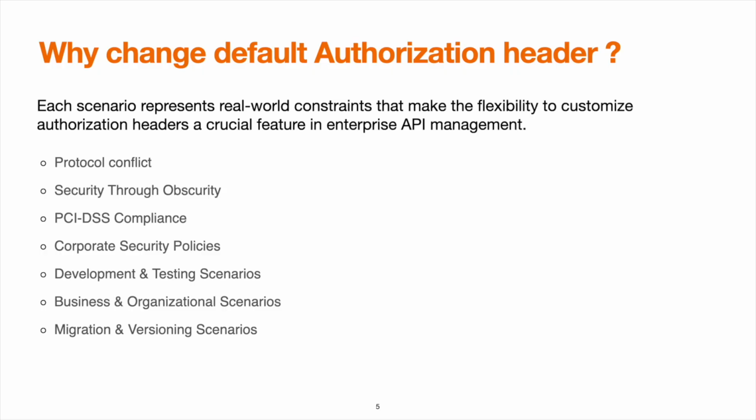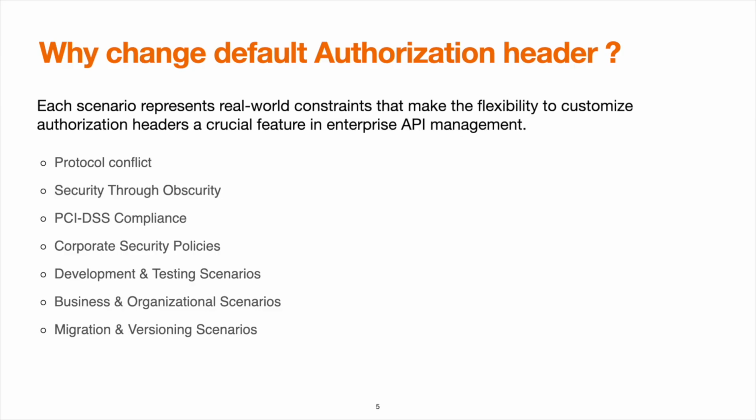Protocol conflicts: sometimes the backend system uses the authorization header for basic authentication to another system, so this might create a collision. Security through obscurity: using a custom header instead of the standard header to reduce automated scanning and token theft attempts. PCI DSS compliance: some payment systems require specific header formats for token transmission. Corporate security policies: some organizations mandate a specific header naming convention across all internal APIs.